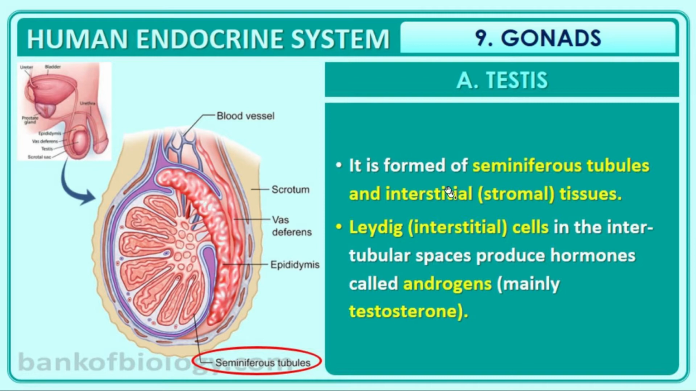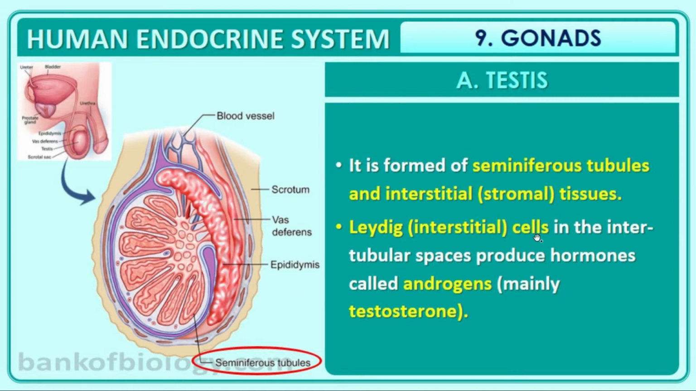This testis is formed of seminiferous tubules and interstitial tissues. In the picture itself, it is clearly given. See the seminiferous tubules. If we take a cross section, we can see so many seminiferous tubules and interstitial cells.